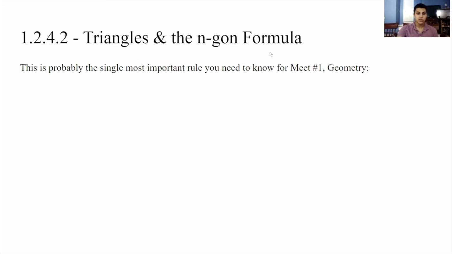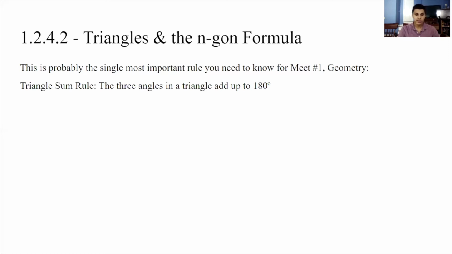So this rule is probably the single most important rule that you need to know for Meet 1 geometry, and that's the triangle sum rule. So in a triangle, all three interior angles will add up to 180 degrees. It doesn't matter what type of triangle it is. It can be a right triangle, an obtuse triangle, equilateral. It doesn't matter. In any triangle, all three angles will add up to 180 degrees.